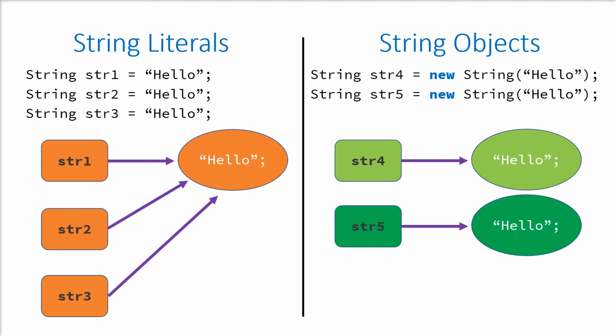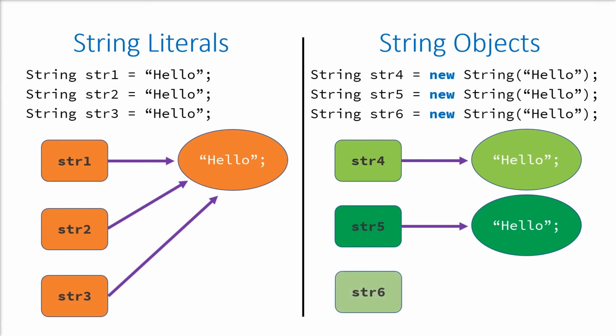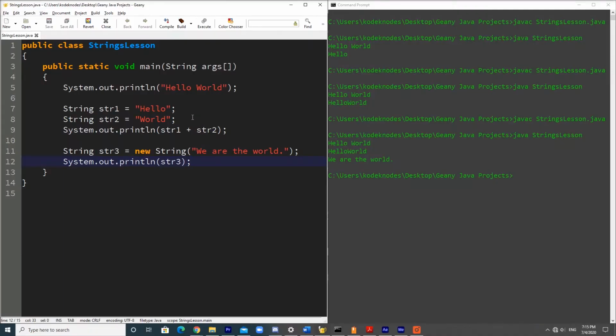And if we do this again and type string str6 equals new string hello, str6 will access a different reference of hello and not the same one that str4 is accessing and str5 is accessing. Don't let this get into your head too much. The main point is that there are two ways of setting up a string because there are differences among the two ways of declaring and initializing a string literal and a string object. Typically, I still just use string literals because I can simply type less.